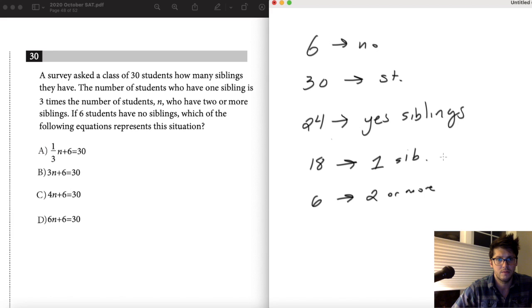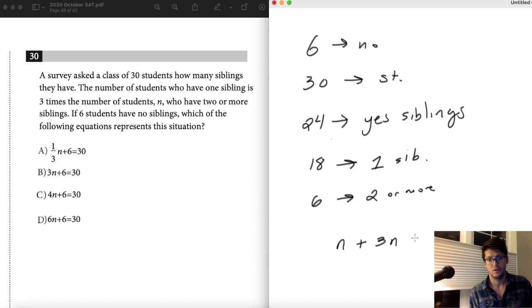It's going to be answer choice C. It just doesn't seem very intuitive that it's answer choice C. Right? 4 times 6 would give you 24, plus the 6 is 30. Why does that work? I mean, I can show you. So, the 2 or more siblings is n. The ones with one sibling are 3 times n. And then if you add 6, the other 6.